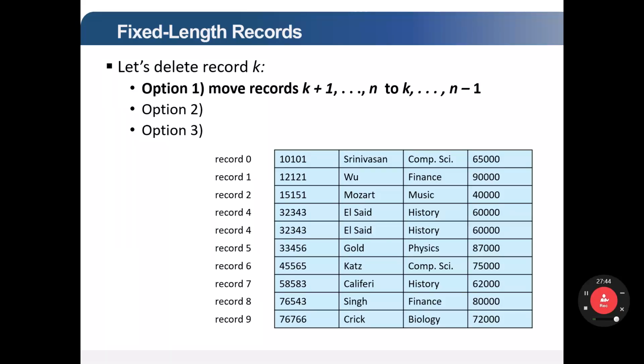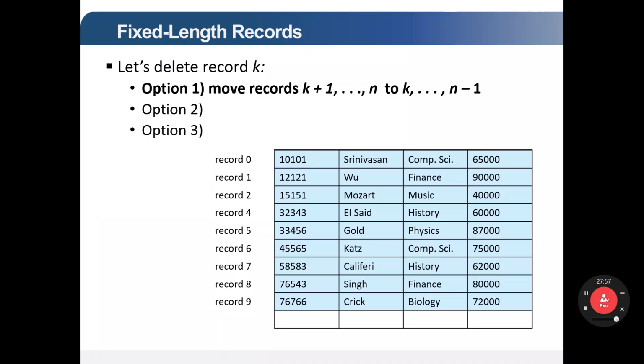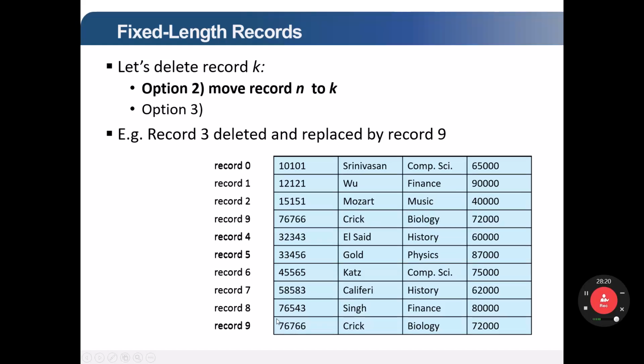So, I have an animation here. So El Said will be moved up, Gold will be moved up, Katz will be moved up, California will be moved up, Singh will be moved up like this. That's bad. So instead, a better option is to just move the last record to fill up that deleted record. Every record has the same size.